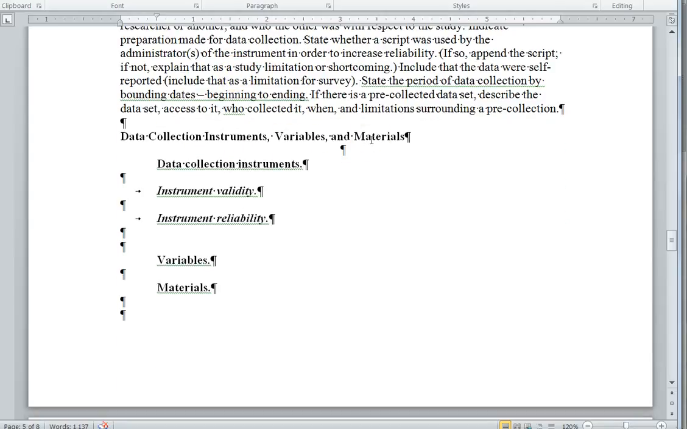What are the variables? What are the materials? What constitutes instrument validity? It might be face validity or content validity. And how often has it been used? If there's reliability that's been established, then we would say so. If not, we would also say so. If you constructed your instrument, it doesn't have any reliability, really.